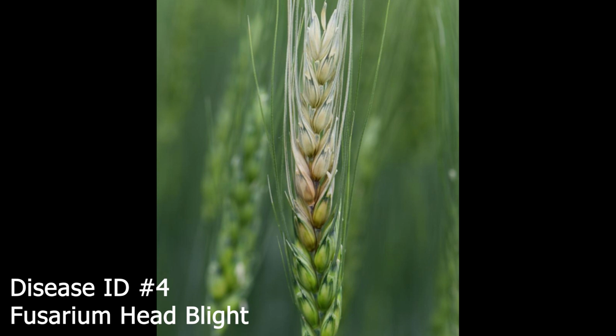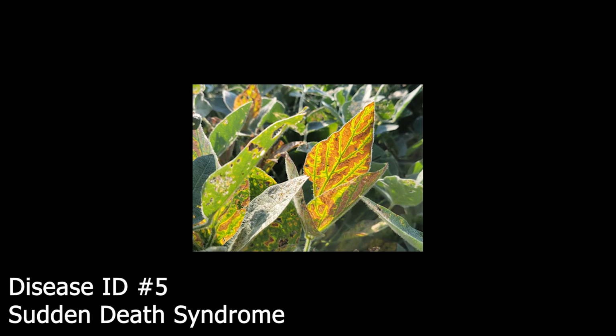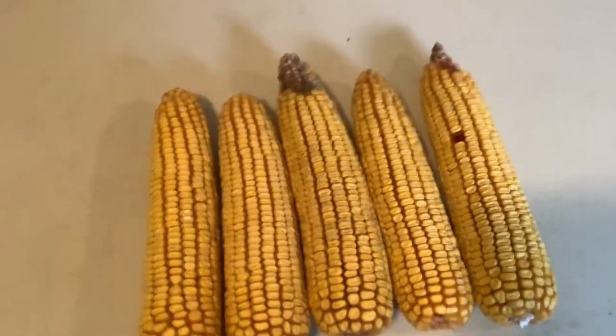The fourth disease was on wheat, fusarium head blight. Symptoms include blotching of a portion or all of the head. And the last one was soybean sudden death syndrome. Characteristics include chlorotic yellow spots on the leaves between the veins.